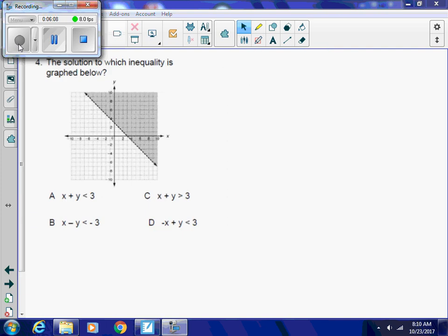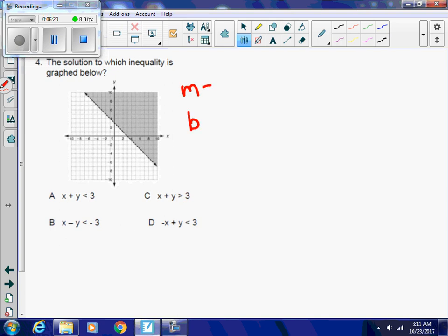The solution to which inequality is graphed below? Well, let's actually figure out what the graph of this is. What is my m and what is my b? Well, b is here on the y-axis. That looks like a 3 to me. And the slope, we know it's going downhill, so I know it's a negative. Well, let's see. I'm going down. It looks like down 1 over 1 every time, right? Down 1 over 1, so that's negative 1. You can put it over a positive 1 if you'd like.